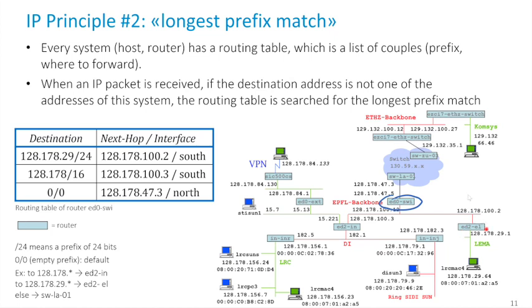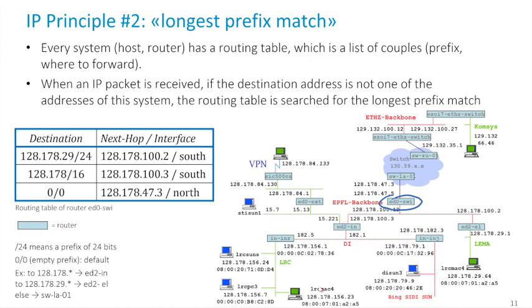Now assume COMSYS sends a packet to DISUN3. The address is 128.178.79.9. Well, the difference is that the first line does not match. The lines 2 and 3 do match. So we will send it to the longest of the matching lines, which is the second one, which means it will go to 100.3, also via the south interface. So it will be sent over the south interface, but to this router here, which will be going there.